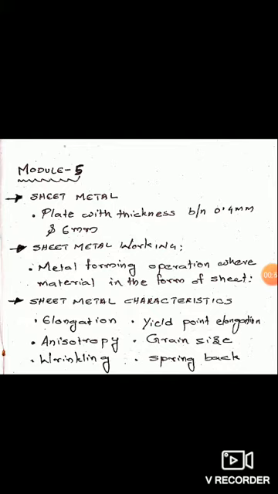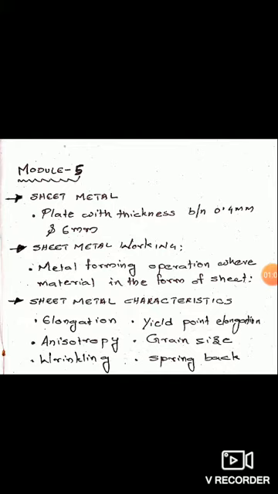Next, we'll move on to sheet metal characteristics. There are different types of sheet metal characteristics. Some of them are listed below. First one is elongation. Second, yield point elongation. Third, anisotropy. Fourth, grain size. Fifth, wrinkling. Sixth, spring back.